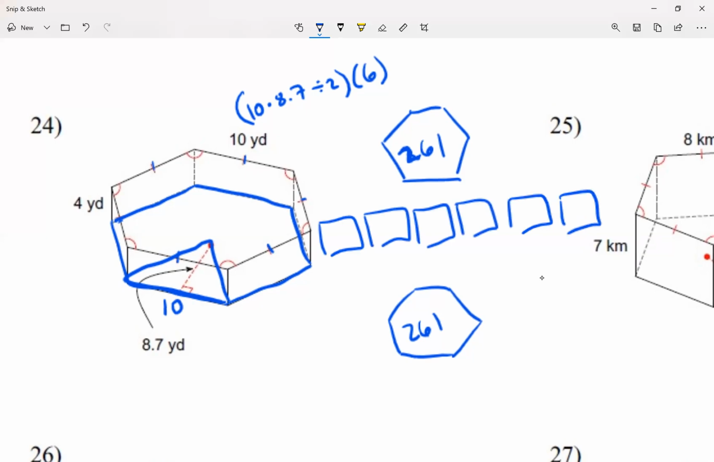Now I need to know each measurement outside of my polygon. The nice thing is that one of them is 10 and they're all the same. So I'm gonna say 10 for each side. The number that has nothing to do with the base is 4. So that's the height of my solid. I'm gonna go 4 times each side. So I'm gonna go 4 times 10 for each of my sides.